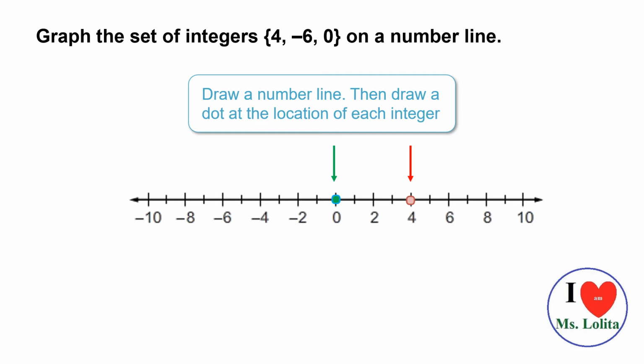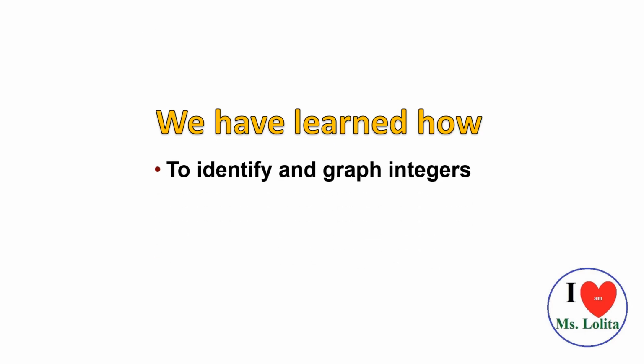Going to the left of the number line, we can pass by 0, so we can plot 0. And the last integer is -6. It is easy, right? Accordingly, we have learned how to identify and graph integers.